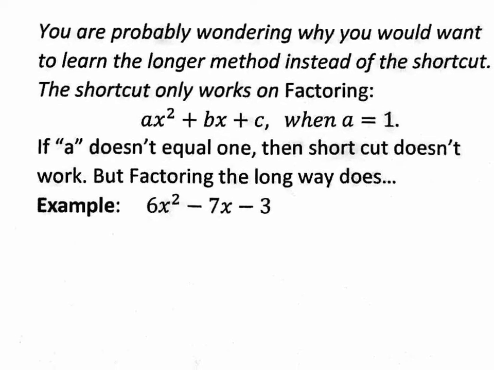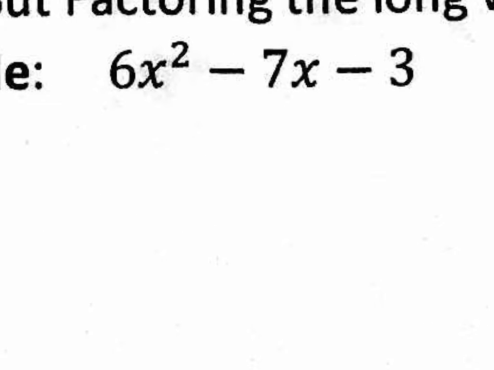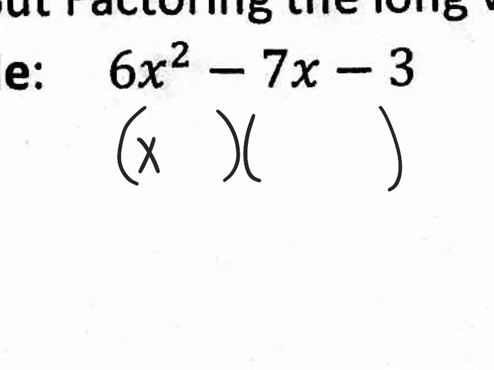So let's look at this example. Your A value is 6, so you cannot do this. Why can't we set that up? Because x times x is not 6x squared. You see, that 6 messes it up. And right here is where you have to use that long method that we learned before, where you follow all those steps. Should I explain it? Yes. Okay, the long method, just for kicks here.